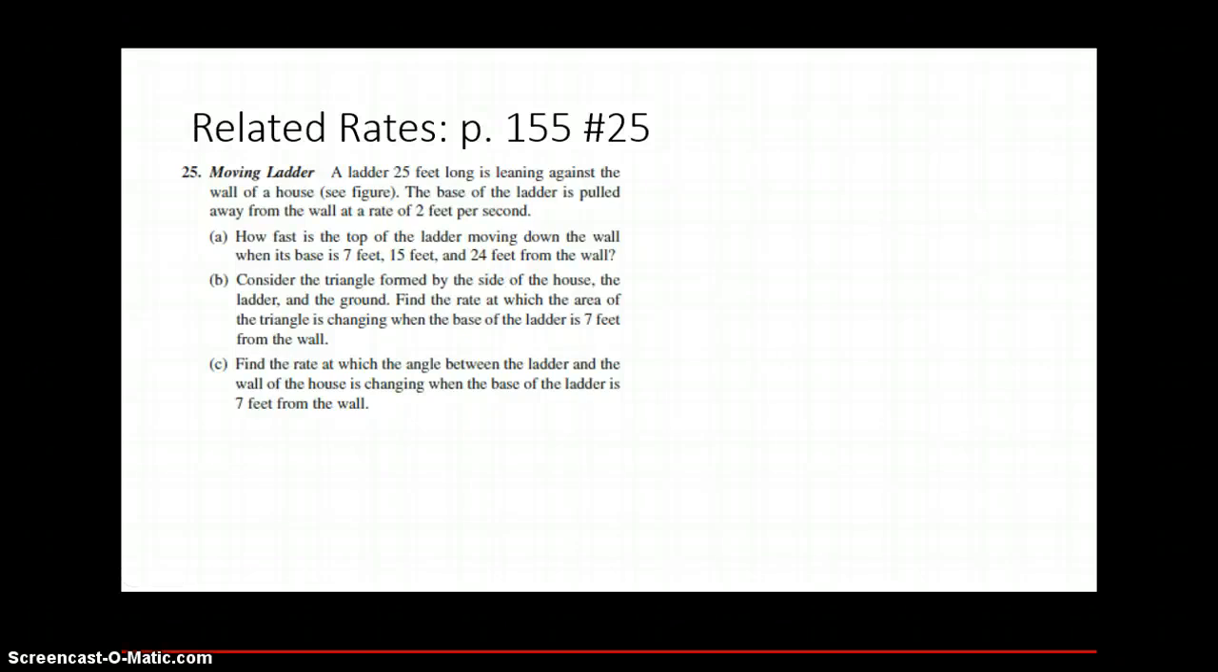Hey guys, there's just a few problems I wanted to do for you. Related rates, this is number 25 from page 155.